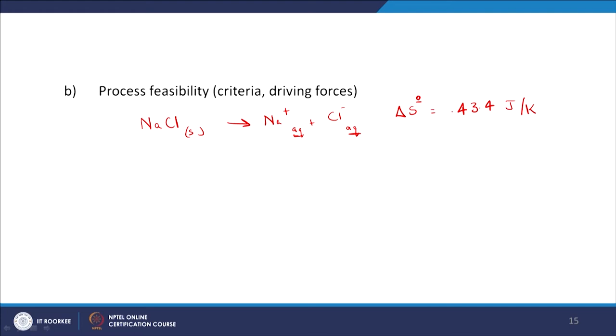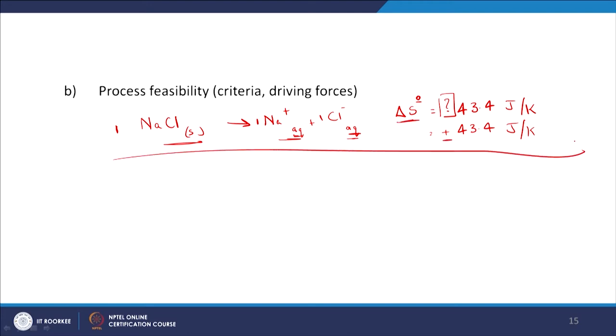And obviously, if someone asks you to guess what is the sign here, you can obviously say it is going to be positive, right? Plus 43.4 joule per Kelvin. And why is that? Obviously, now you have a solid phase and it is dissociating into aqueous phases. And more importantly, initially you had 1 mole and now you have 1 plus 1, 2 moles. So the greater the disorder, we know that the delta S is going to be positive. So that is one example that you would see.